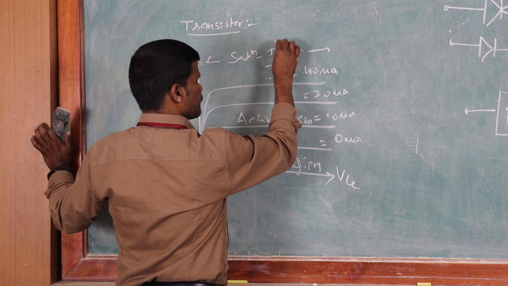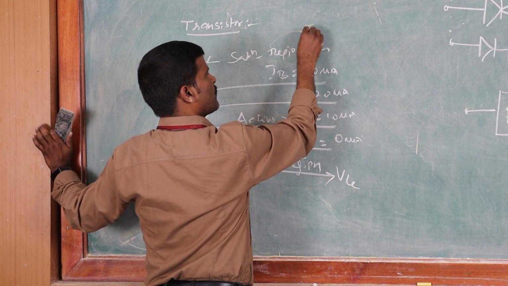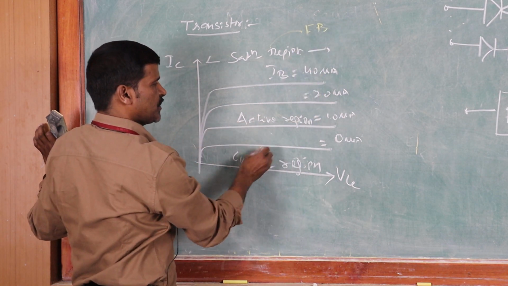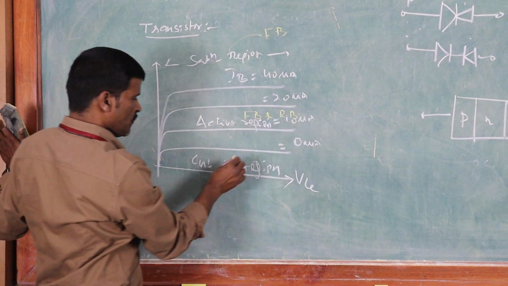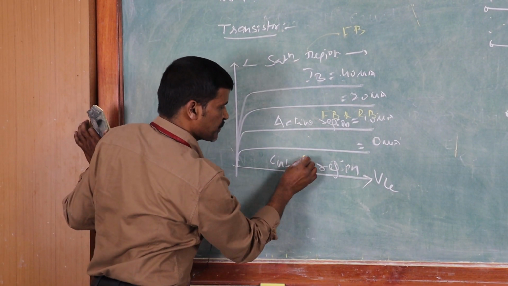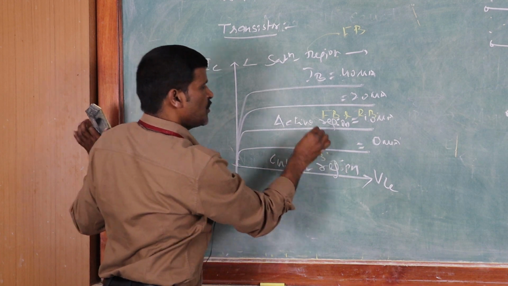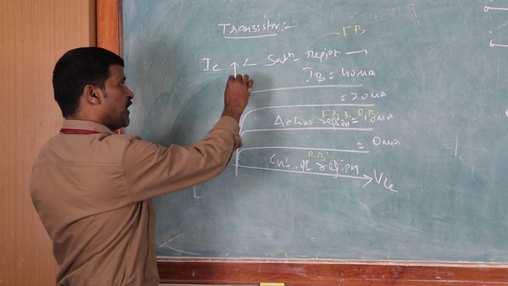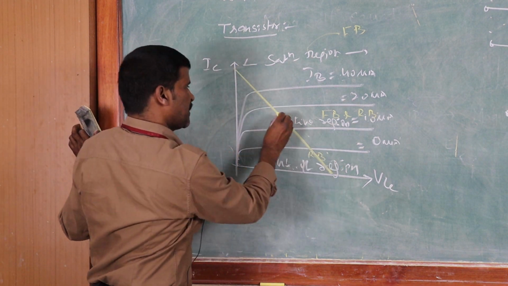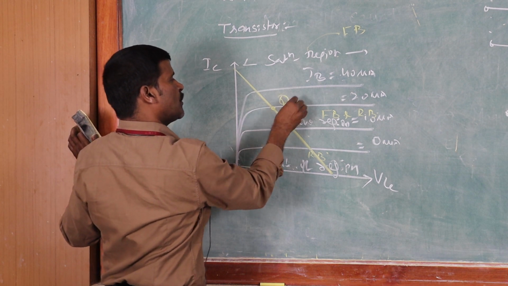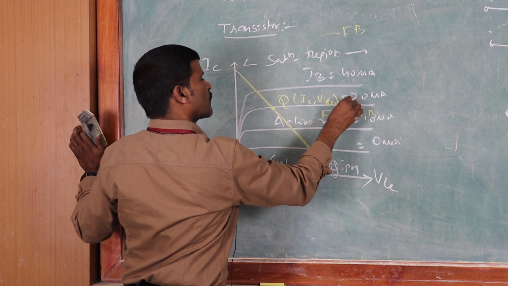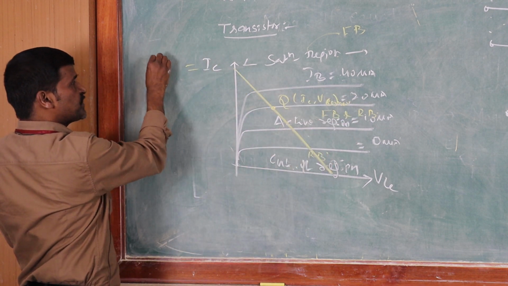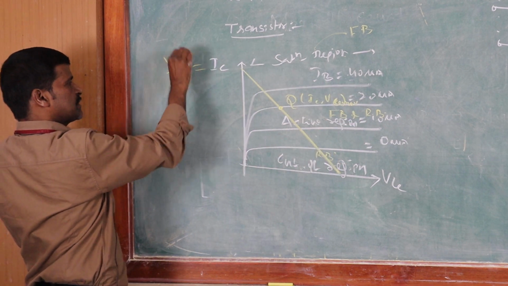In saturation region, both the junctions are in forward bias, and in active region, one junction is in forward bias and another junction is in reverse bias. Whereas in cutoff region, both the junctions are in reverse bias. Based on its Q point, what is Q here? The center of IC, VCE maximum, where we get IC equal to VCC by RL.